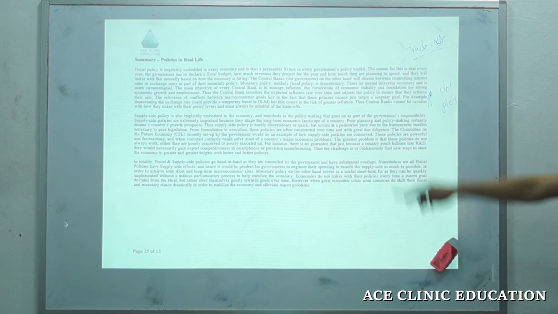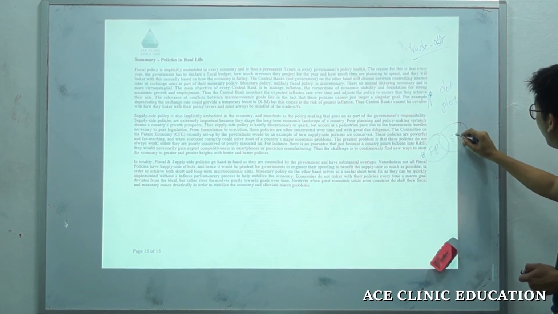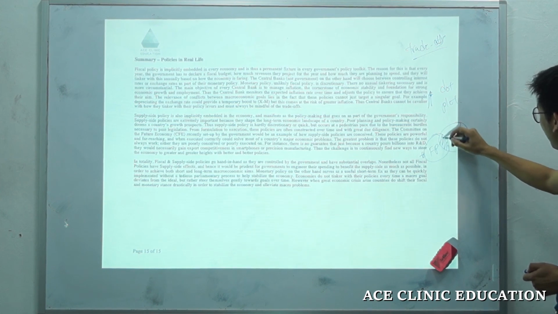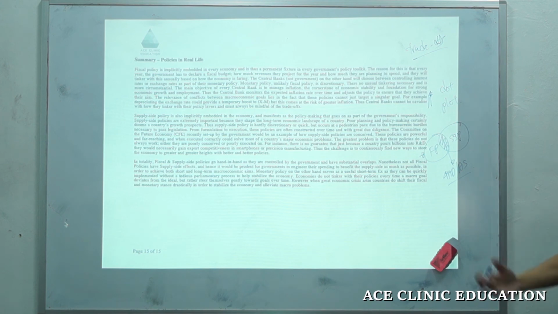So in totality, fiscal and supply side policies go hand in hand, controlled by the government, with substantial overlap. Nonetheless, not all fiscal policy has supply side effects. Think about something. Fiscal and supply side can overlap. If they overlap, the things that you do will raise AD and AS at the same time. I'll show you how when we do essays. This is something for evaluation also. It's called demand-oriented supply side policies or supply-oriented demand side policy. Simple example, if the government builds a school today, G will go up, but AS will go up also. That will be a good example.